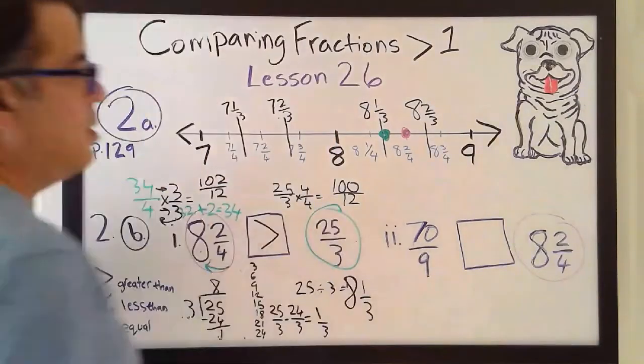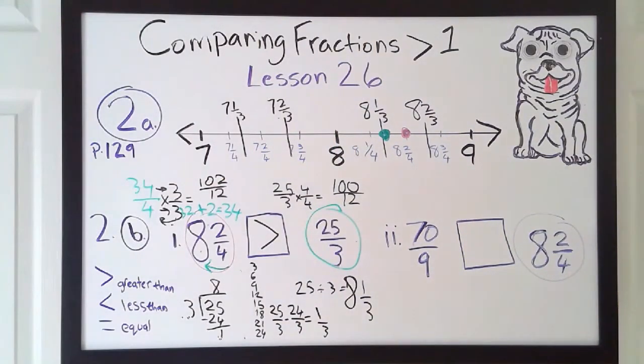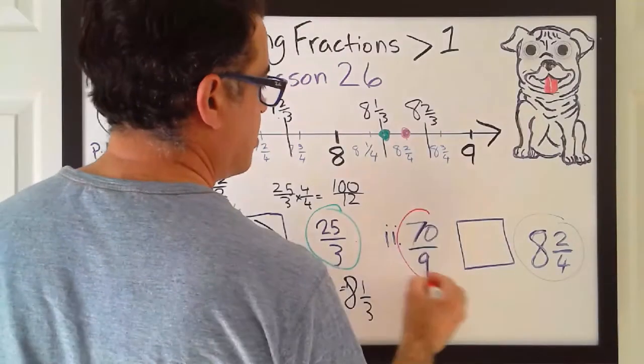All right, so we need to find 70 ninths. Now, how do I find a mixed number with ninths? I need my multiples of 9, and we have to divide. So let's use the green color. No, we already used green. Let's use the red color for 70 ninths. So I'm going to circle it.